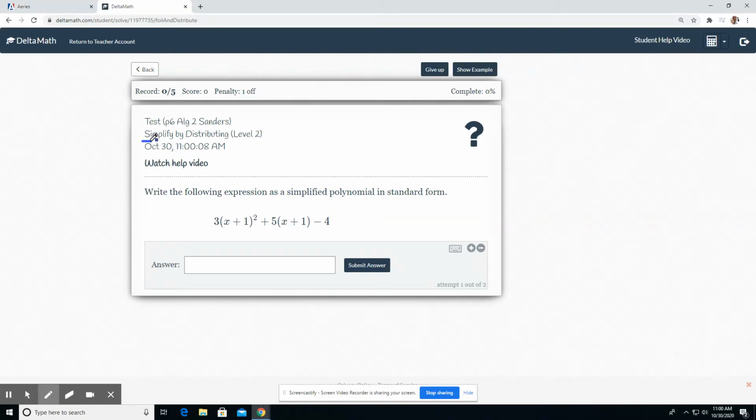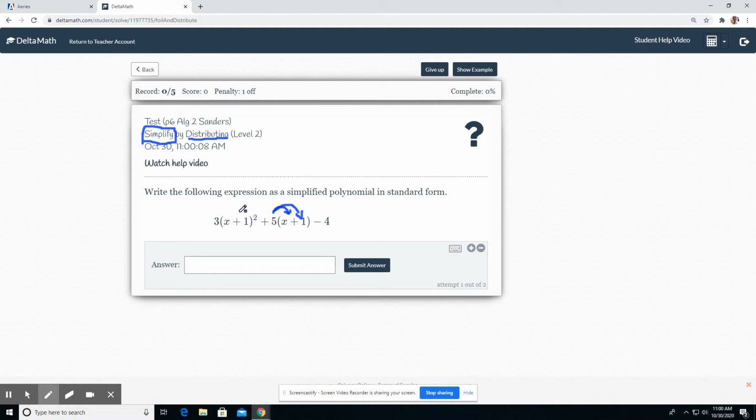We are simplifying by distributing. Okay, so when we look at this, notice there's no equal sign, so we have an expression here. I always like to draw arrows on where we have our distribution, so that distributes.